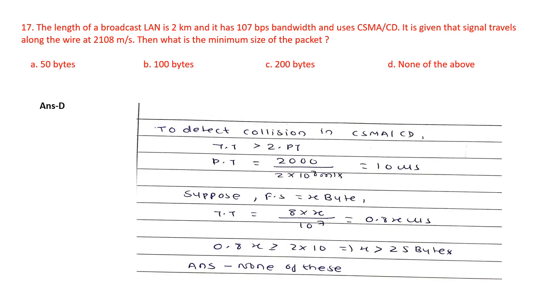Okay, and suppose the frame size is x, right? So transmission time can be 0.8x microseconds. So when we put in the expression, 0.8x microseconds will be greater than or equal to 2 into 10. So x should be greater than or equal to 25 bytes. So here 50 bytes is also greater than 25, 100 and 200 also. So none of the options is matching. So we can say that none of the above. Yeah. Now go to the next question.